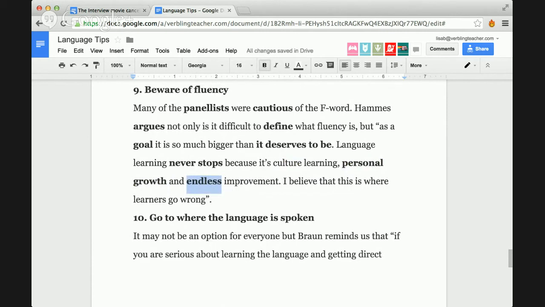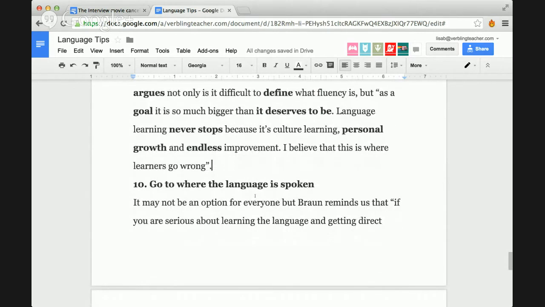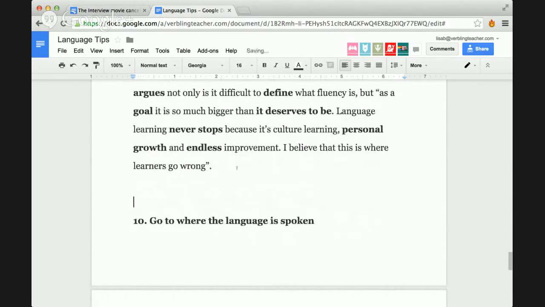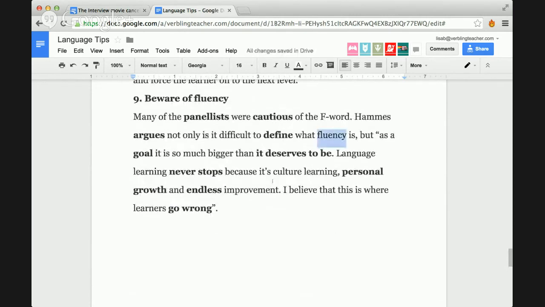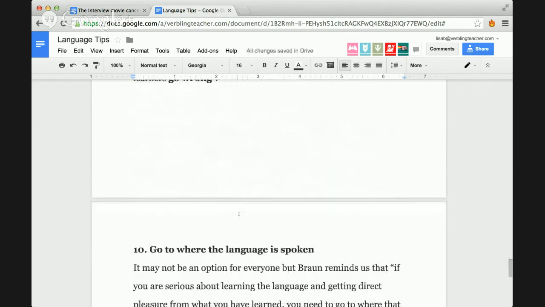So even in your own native language, as long as you continue to read and participate in life, you're always learning new words, new expressions, new ways to express yourself. So it's the same way when you're learning a foreign language. She says this is where learners go wrong. So this is like a mistake. If you go wrong, it's like you make a mistake. So don't make the mistake of focusing so much on fluency. Maybe do some of these other things they suggest.